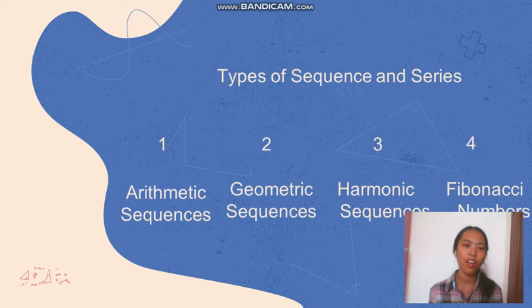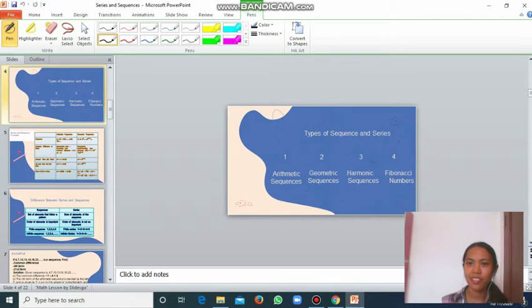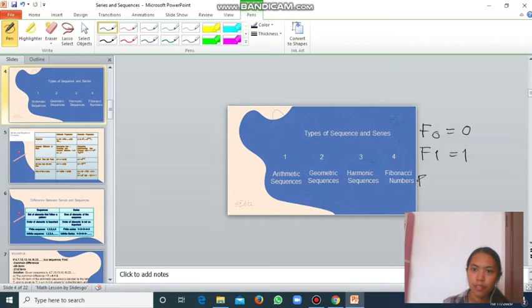The last one is Fibonacci numbers. Fibonacci numbers form an interesting sequence of numbers in which each element is obtained by adding two preceding elements, and the sequence starts with 0 and 1. The sequence is defined as F0 equals 0, F1 equals 1, and Fn equals Fn minus 1 plus Fn minus 2.